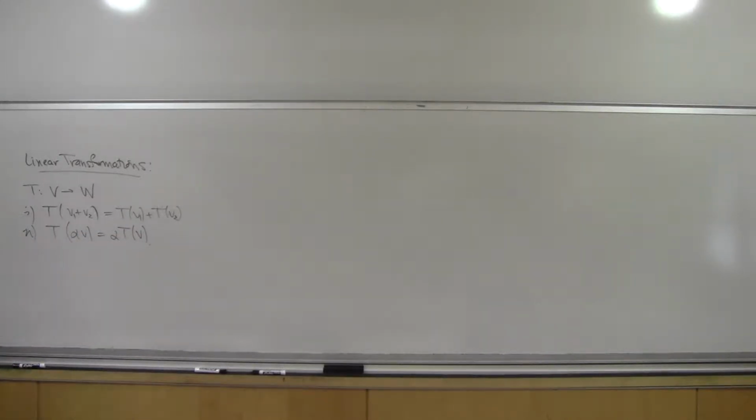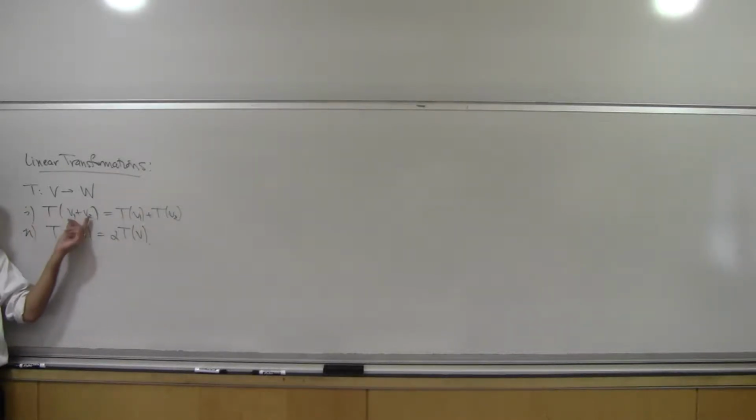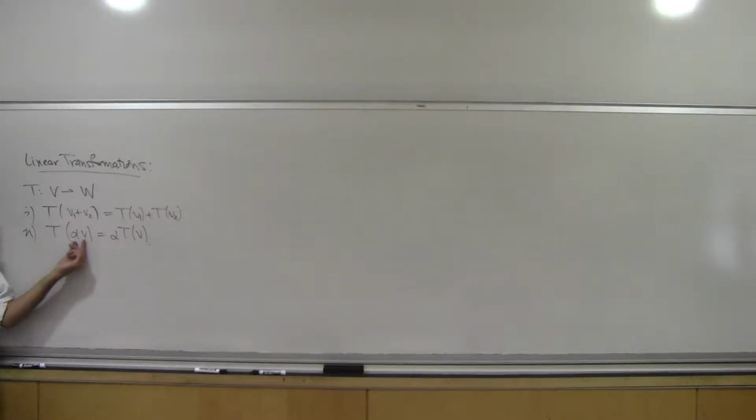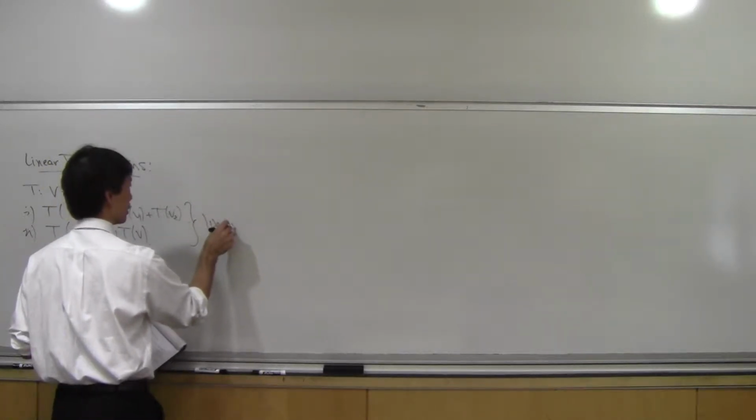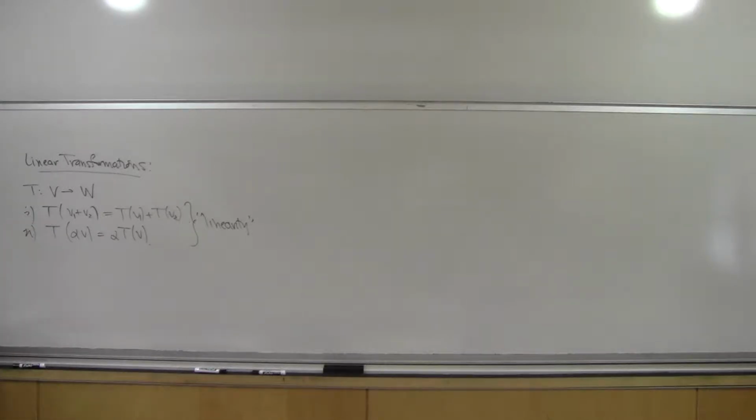These two properties say that the map of the sum is the sum of the maps. The image of the sum is the sum of the images. The image of the scaling is the scaling of the image. These two properties together are called linearity. We say that the map satisfies linearity.